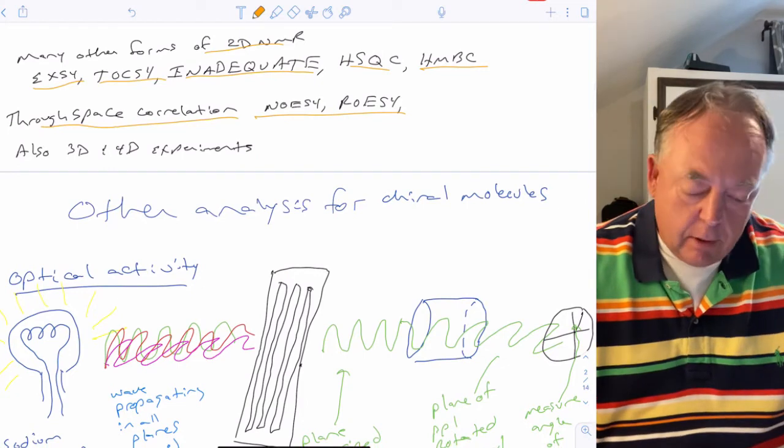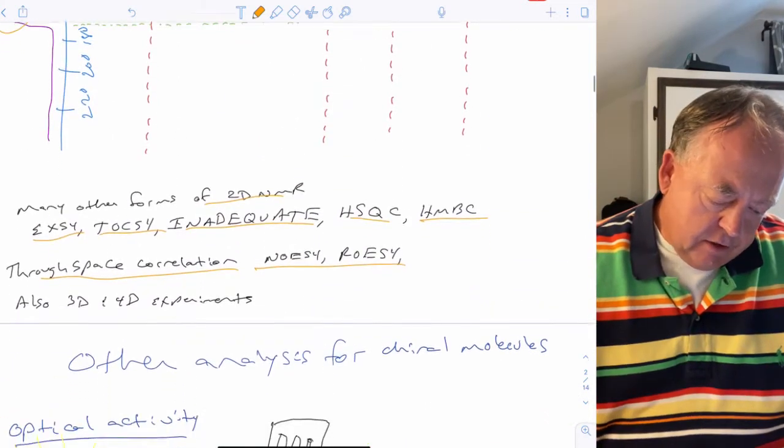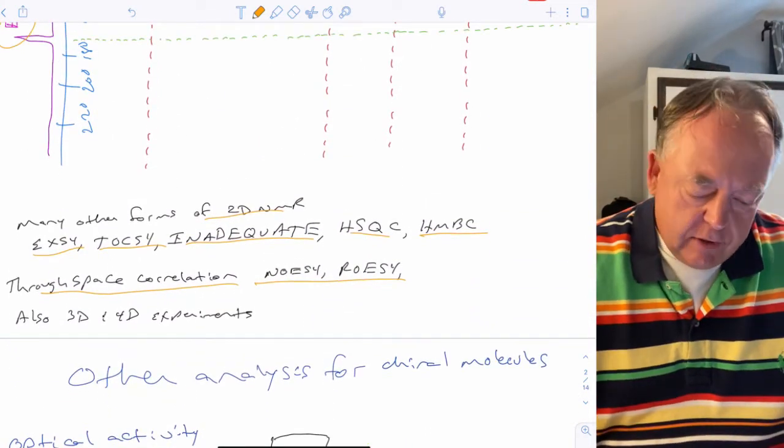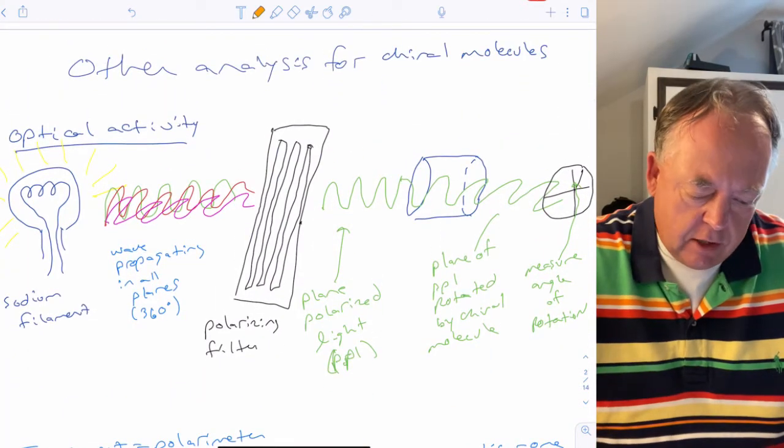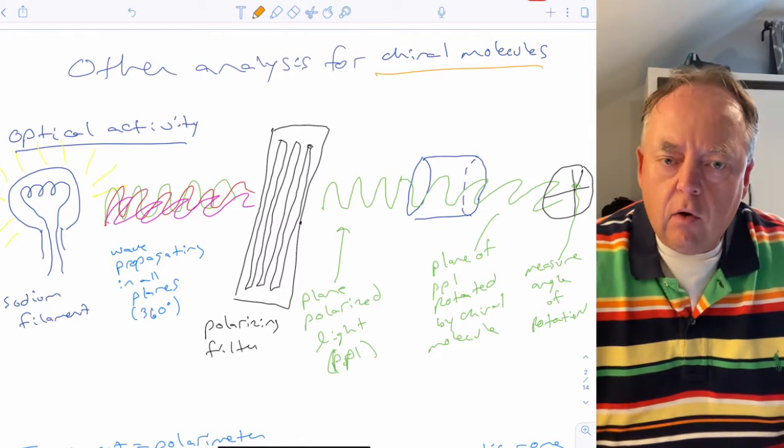They all get pretty complex. Okay, so that's basically what I wanted to say about NMR spectroscopy. And so the last part of this lecture will focus on other ways to analyze chiral molecules.